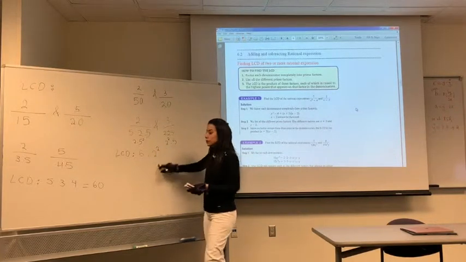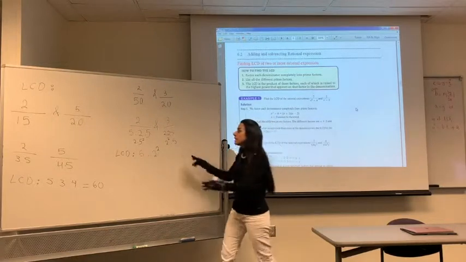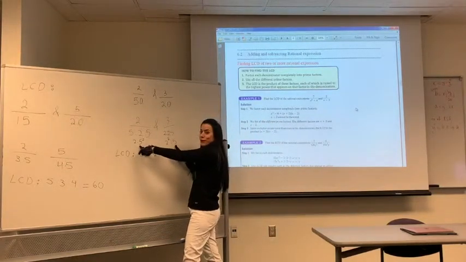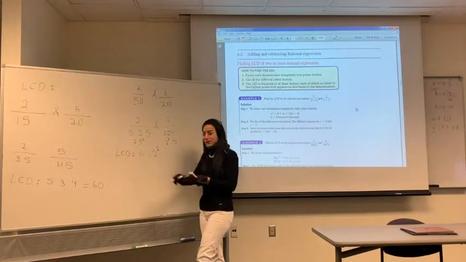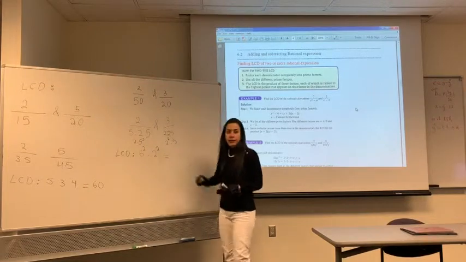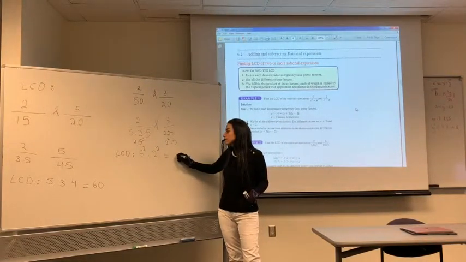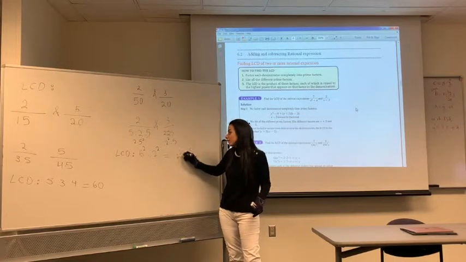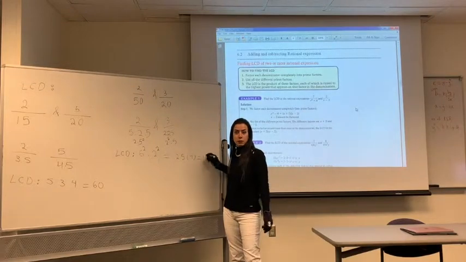So choose the 2 with the highest power. And then you will do the same thing to 5. Choose the 5 with the highest power. So 5 power 2. Correct? And then you will have 25 multiplied by 4, which is 100.